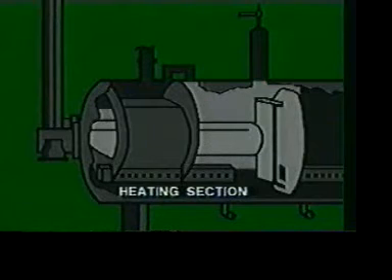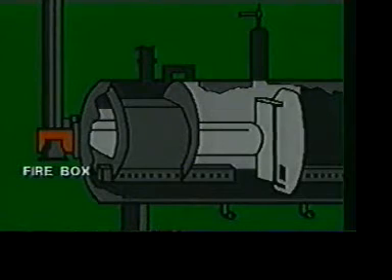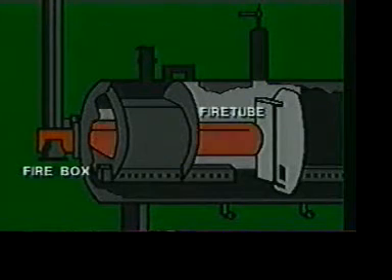Emulsion gets heated in the heating section, located above the free water knockout section. As we mentioned, the firebox contains a gas-fired burner that supplies heat to the fire tube, which in turn supplies heat to the emulsion.